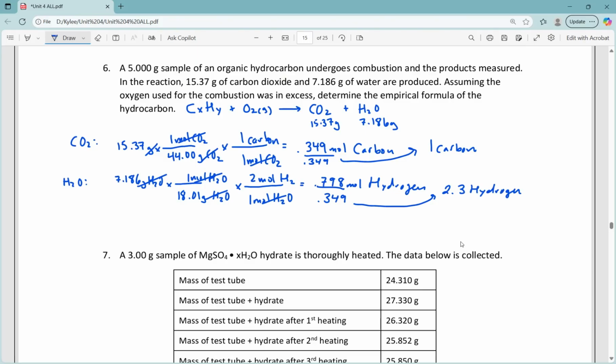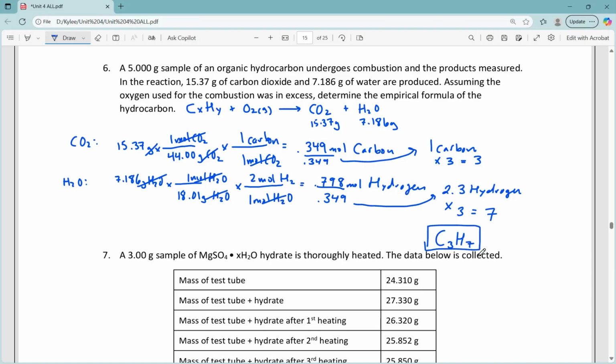So for this particular example, anytime we do an empirical formula, we have to have whole numbers. So I'm going to take both of these times 3, which would give me 3 carbons. And if I take 2.3 times 3, that's going to give me around 7 hydrogens. So I would say C3H7 as my final answer.